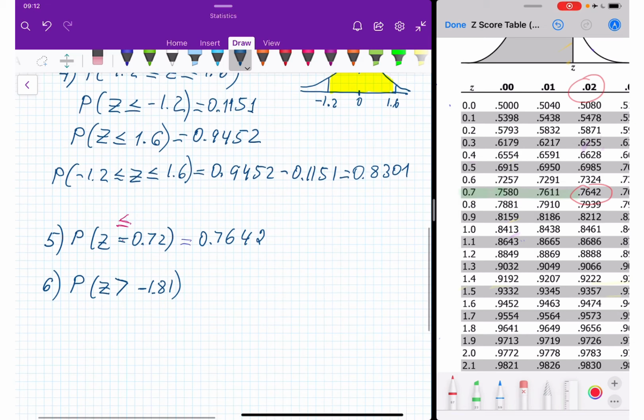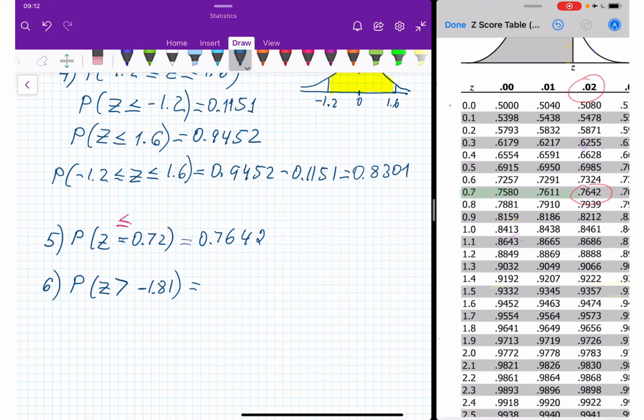So what do we have to do first? First, we need to find out probability for this z-score. I can put equal negative 1.81. I can put less equal. It doesn't matter again, remember, because the table shows to the left. So let me put less equal, doesn't matter. Okay, this is equal. Where is negative 1.81?